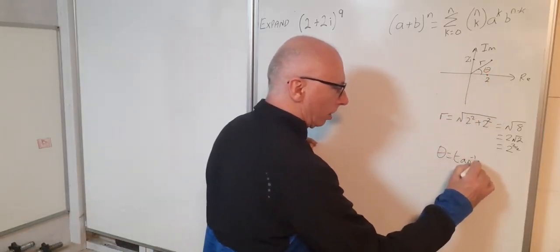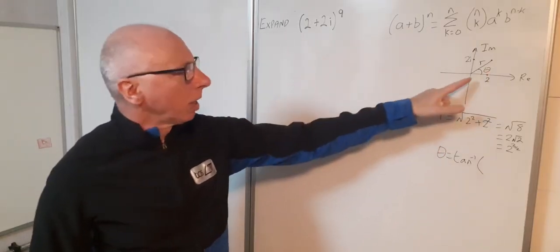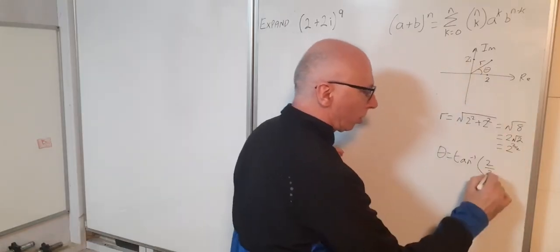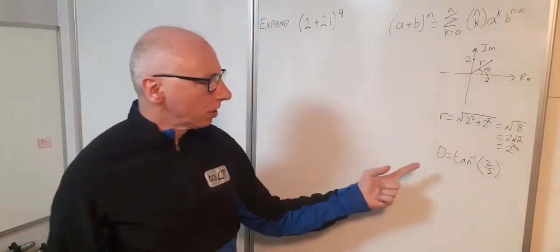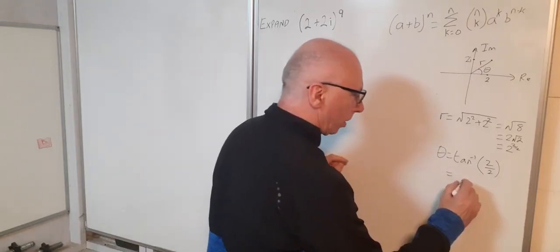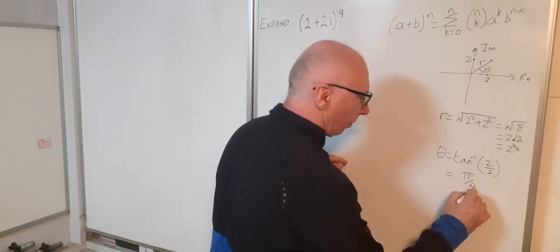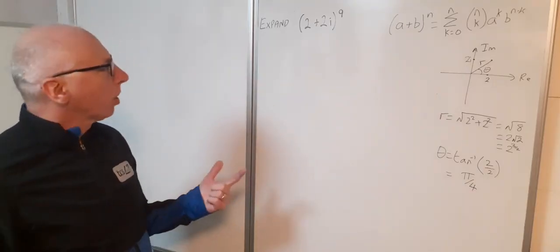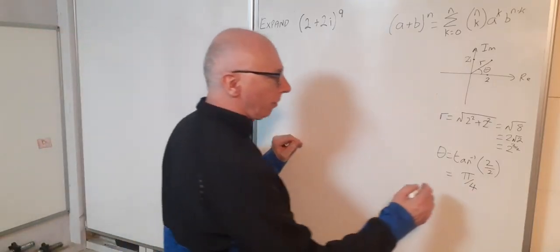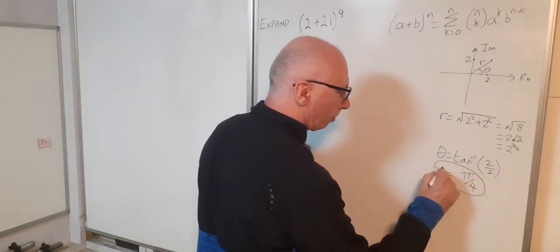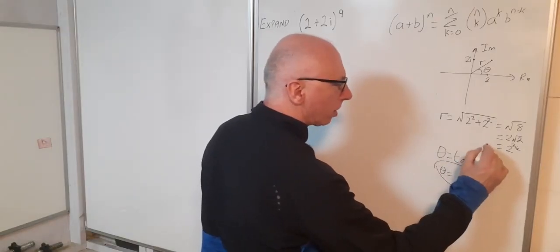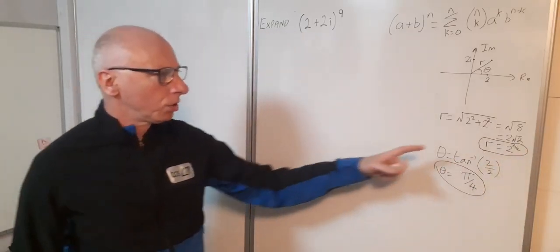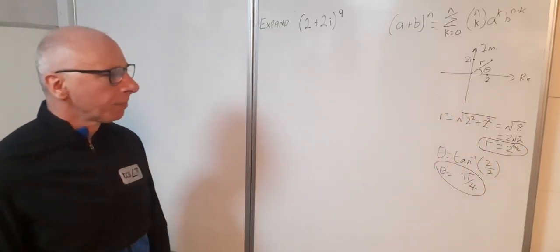And then our angle theta, that's just going to be the inverse tangent of our imaginary component, which is 2, over our real component, which is 2. So pretty straightforward, inverse tangent of 1, that's going to give us pi over 4. So that's our angle theta. So now our building blocks for this, we've got theta is pi over 4. So let's put our theta there. And our radius is this value here, 2 to the power of 3 over 2, 2 root 2, whichever one you want to choose, they're all the same.